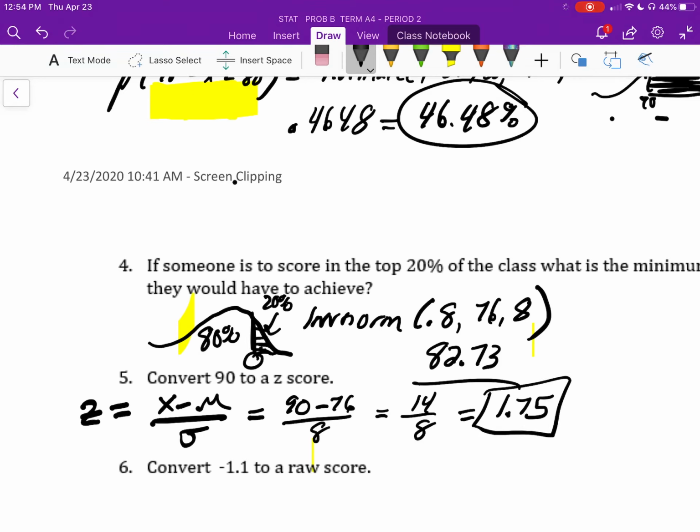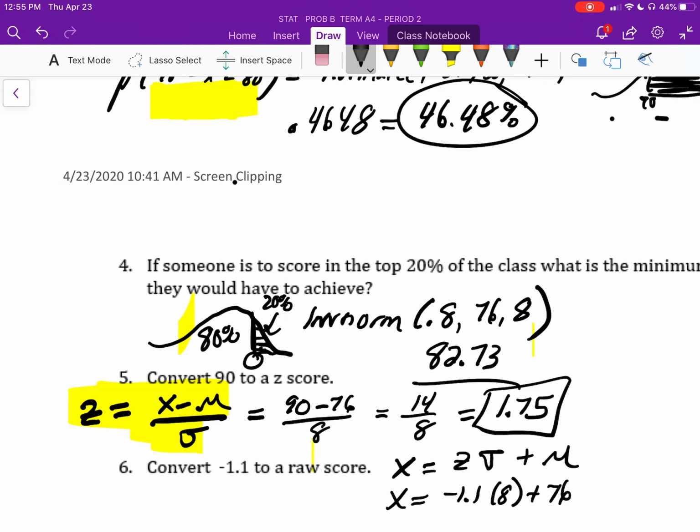And the opposite is we can convert this back to x. So if we're going to solve this formula for x, x represents your raw score. X is going to be equal to z times the standard deviation plus the mean. So in this case, we want to solve for x. It's going to be negative 1.1 times 8 plus 76.